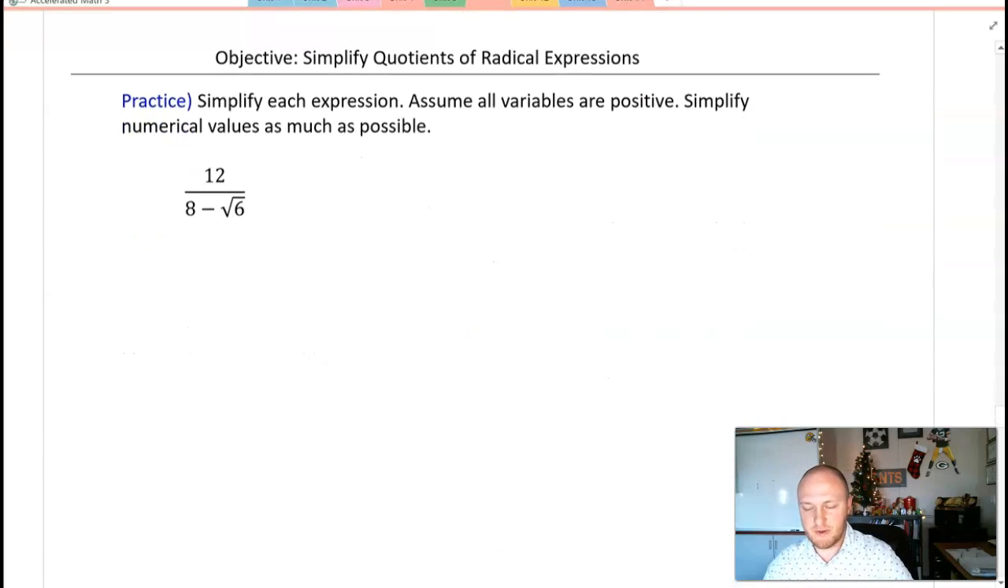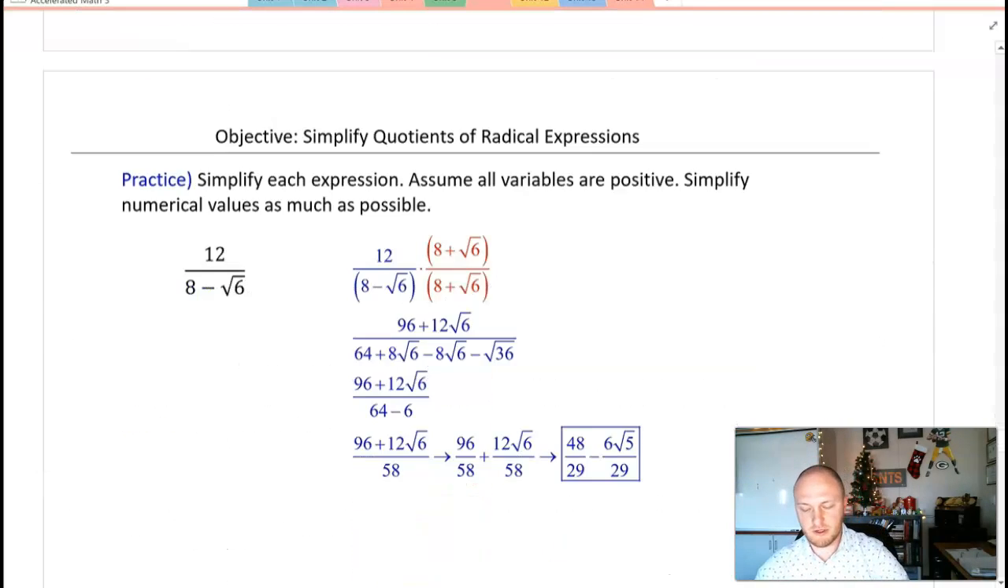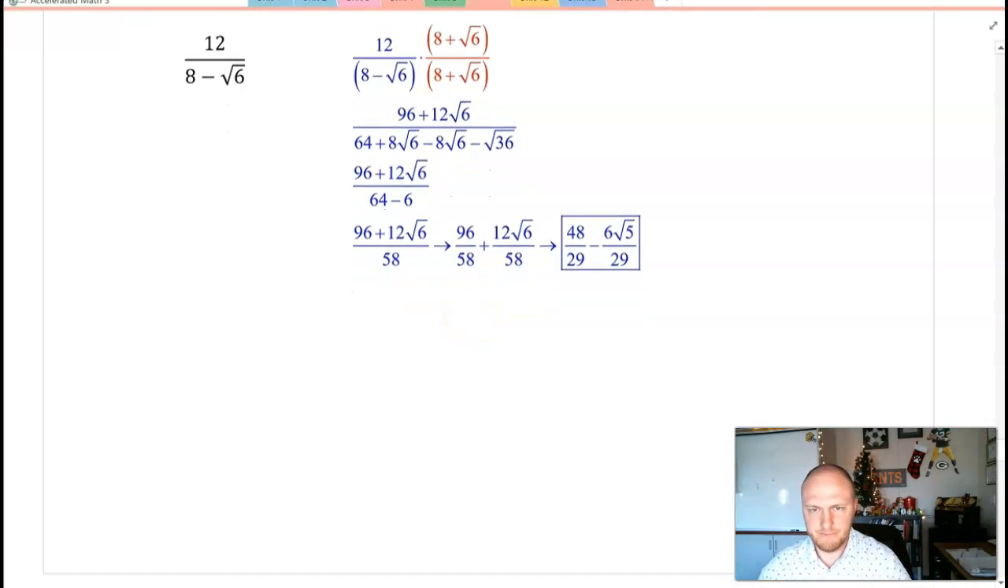Okay, here's another practice problem. Please pause this one. Give this one a go. All right, hopefully you paused the video. Here is the solution. So the conjugate would be 8 plus root 6. Okay, multiply both terms by that. And this one is actually pretty tough to simplify and reduce. Well, I mean, you're reducing by 2. So hopefully you got it. Hopefully you saw that all the numbers were even and you could reduce by 2. Okay.